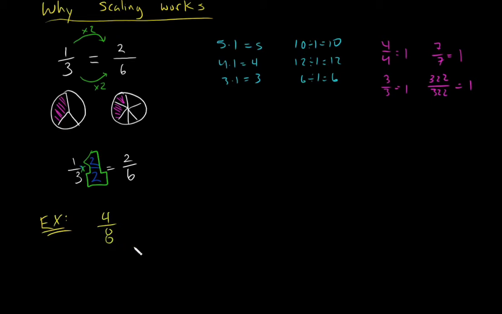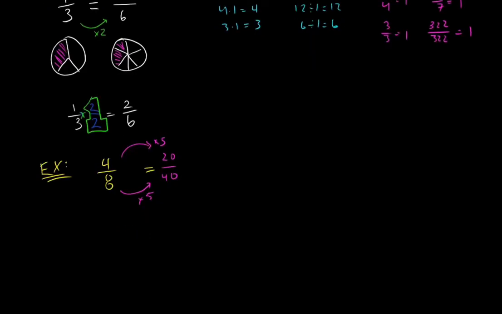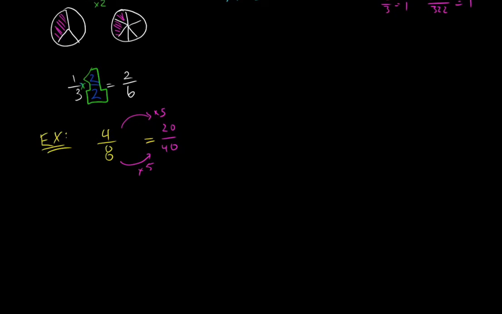We know 4/8, and I can scale this by any number you pick. We can multiply by 2. Or let's not do 2, let's do 3, because maybe we did 2 too many times. Or 5, times 5. So that would give me 20/40. And if we want to look at these numbers in more detail, we would have 4/8 equal to 20/40.